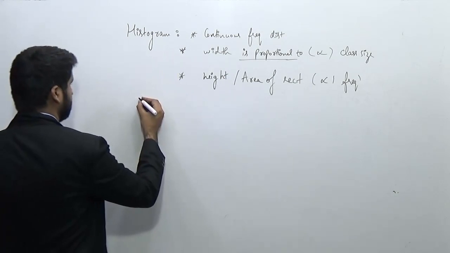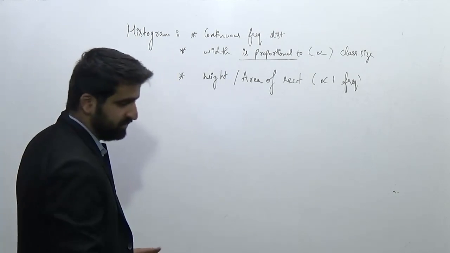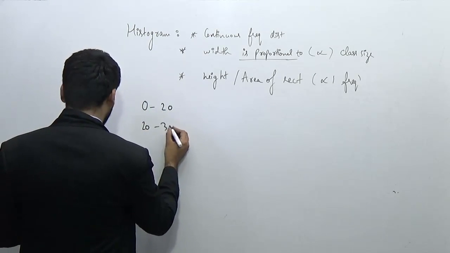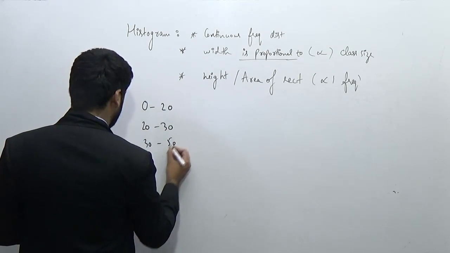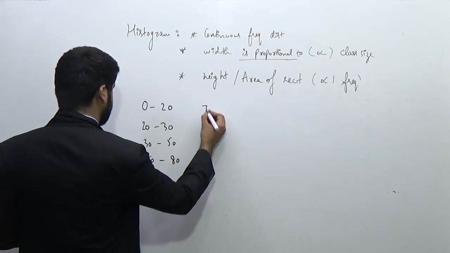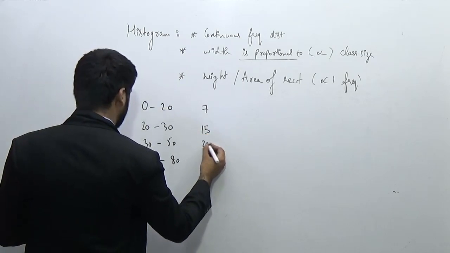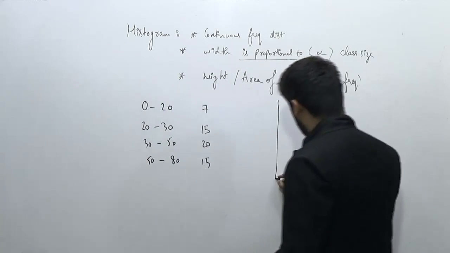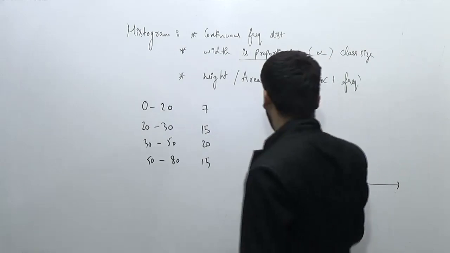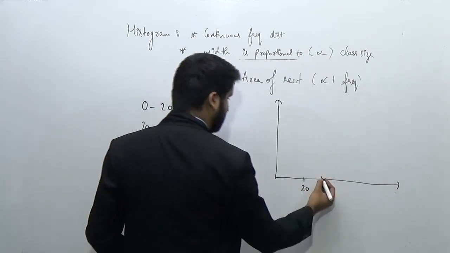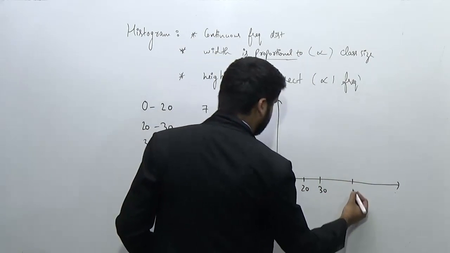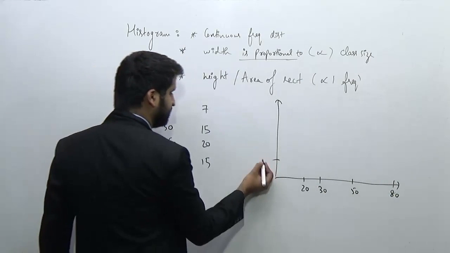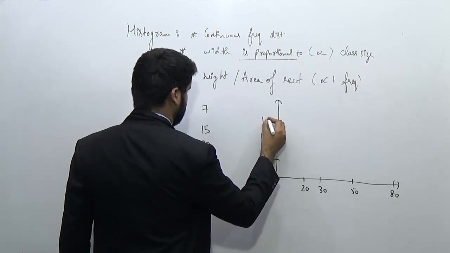Now in the case of adjusting frequency, I will take an example. Let's suppose the marks obtained by students are 0 to 20, 20 to 30, 30 to 50, and then we have 50 to 80. In this case we have 7 students, 15 students, 20 students, and again 15 students. Now guys, see, the first class interval has a width of 20, the second class interval has a width of 10, the third class interval has a width of 20 again, and the last class interval has a width of 30. And the frequencies are 7, 15, 20, 15.